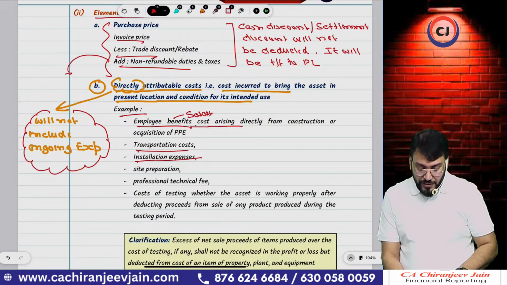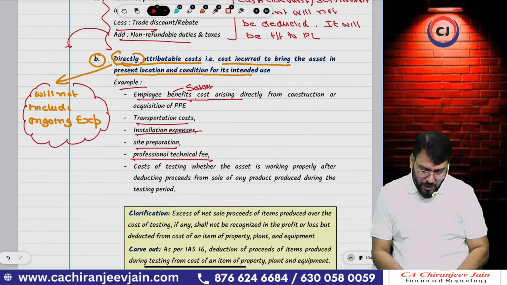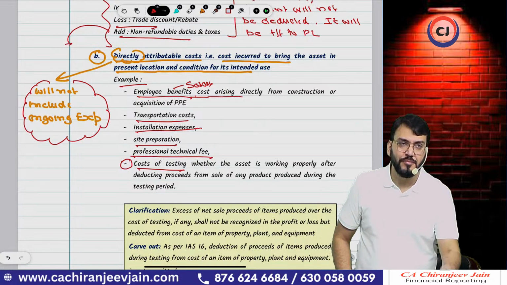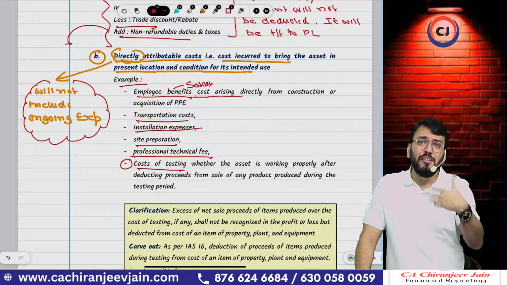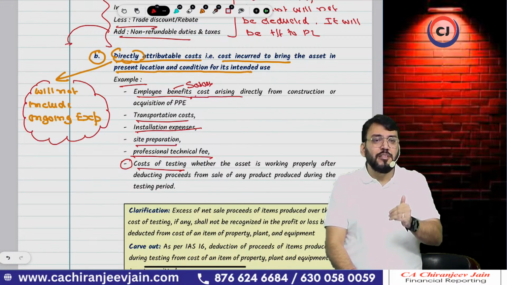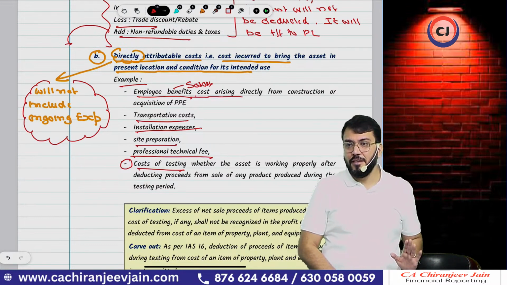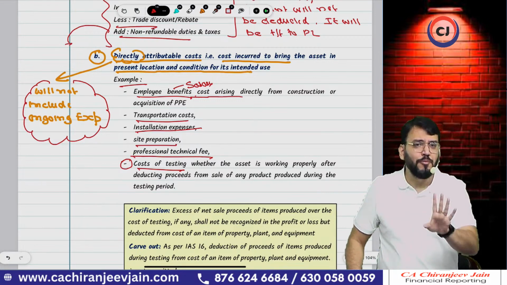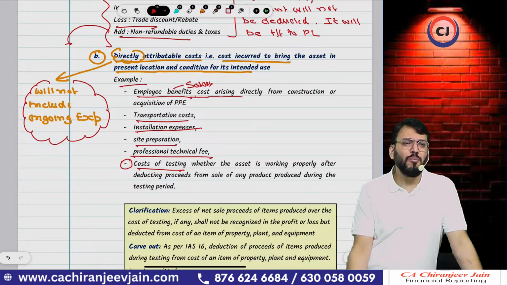Transportation cost, installation expense, site preparation cost, professional technical fee. I think no doubt. Any doubt? Correct. The last point is what, which is very important also, cost of testing. Any testing cost will be added. Normally what happens, suppose you purchase some expensive item or high valued item, so normally you demand some trial period from the vendor. Correct now? Got this point? When I purchased the first time camera, I also demanded, but they have not given me because these are not so much expensive. Correct. So normally you demand some trial period.